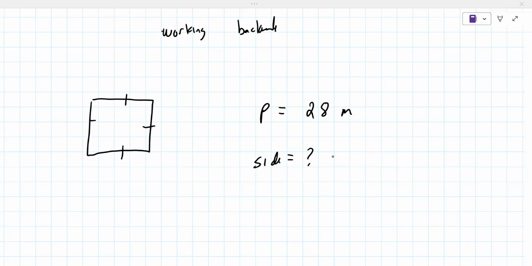7. What are the units of side length? Meters. Okay, so what would the area be? 7 meters squared? No. Wait, that's not the area. 49 meters squared. What is the formula for area of a square? Is it 49 meters squared? Yes. Okay, so let's look at one more problem here.